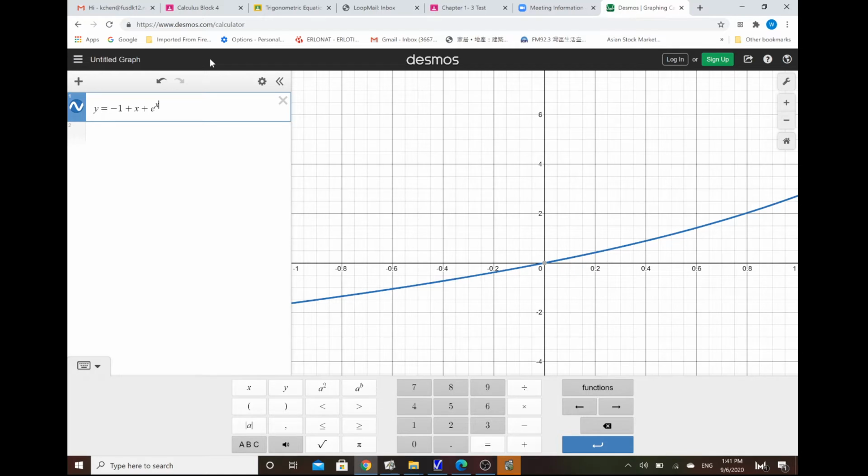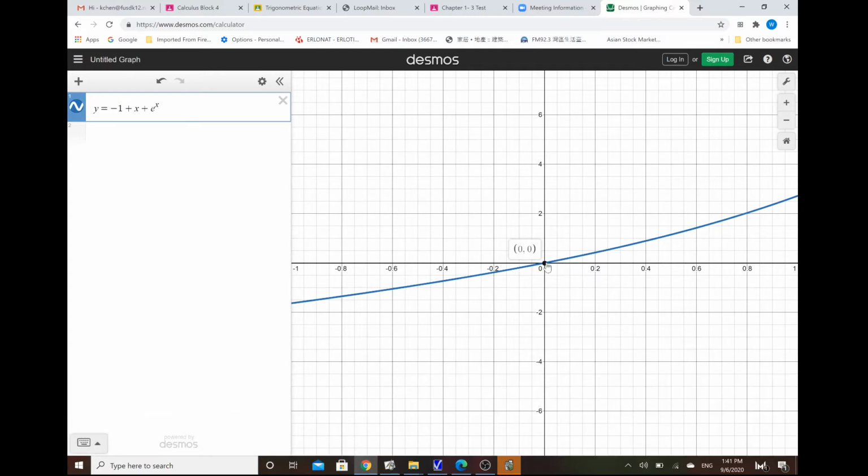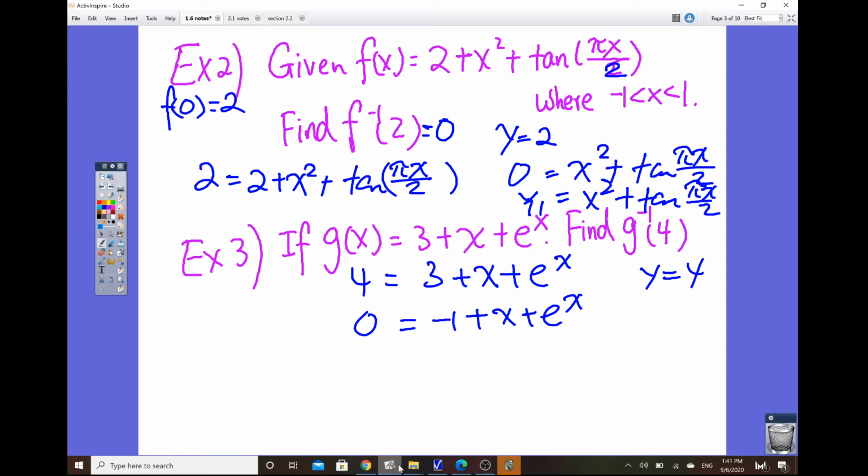Okay, so as you can see, here's the function. Once you solve for x, this point here is also what? (0, 0). It's not just the x-intercept, but also the y-intercept. So for this one, we do have x equals 0, for g inverse of 4, that would be 0.